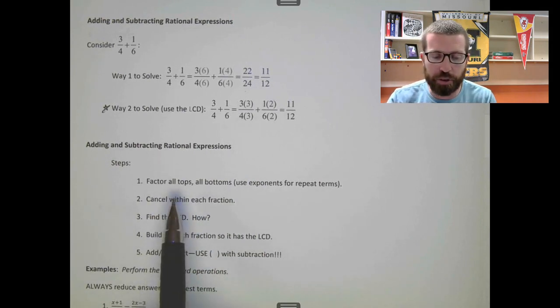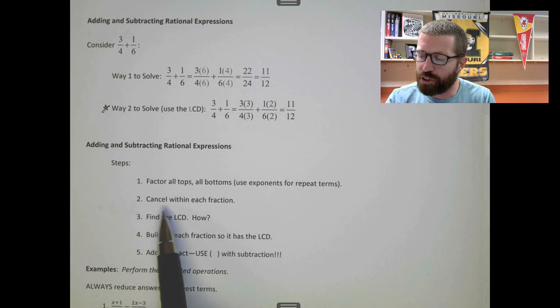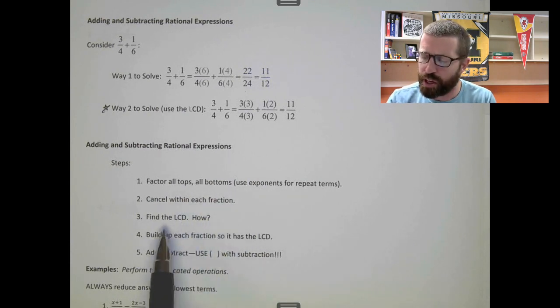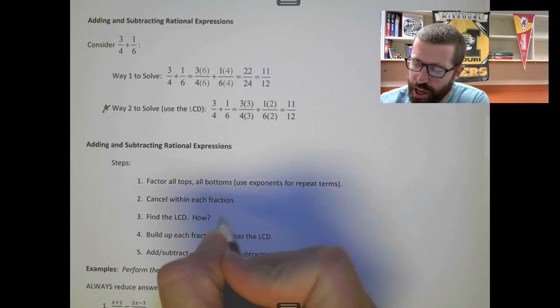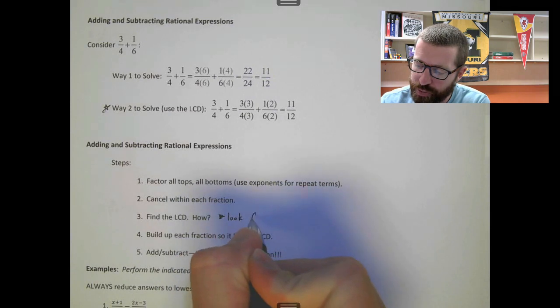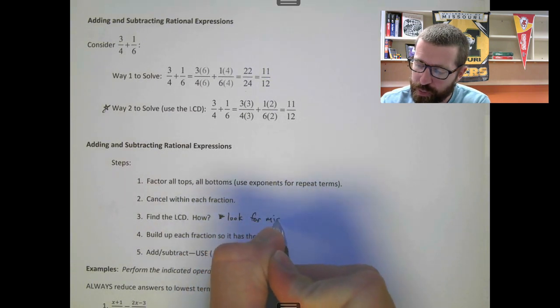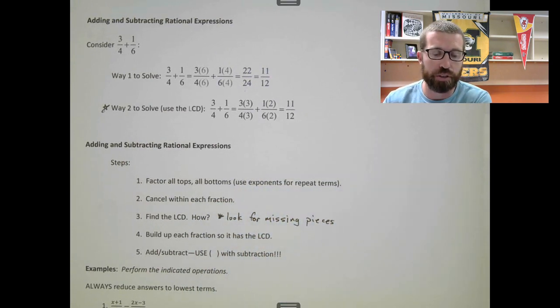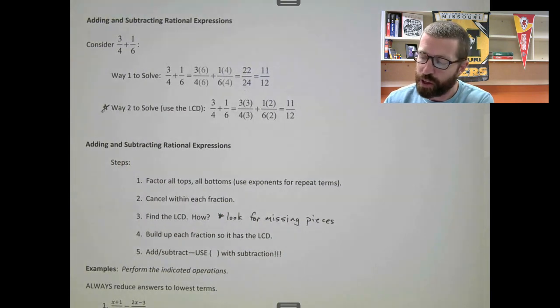You're going to factor the tops and bottoms. You're going to cancel within each fraction. So reduce if you can, although you won't be able to too often. And then you're going to find the LCD. And here to do that, you're going to look for the missing pieces. And we will do an example in a moment to figure out what that means.